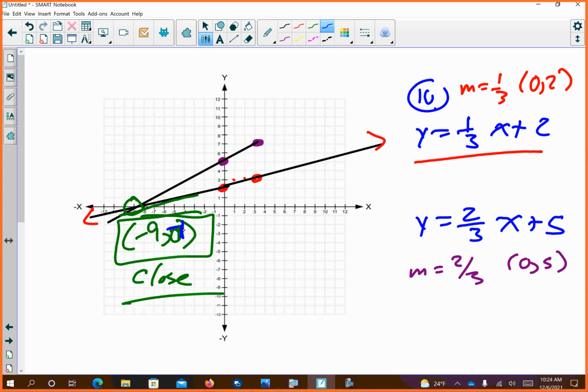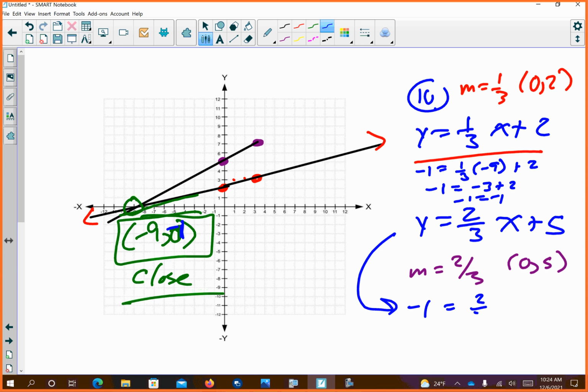The reason I say that is if I take -9 and plug it in, on this one I get -1 equals 1/3 times -9 plus 2. -1 equals -3 plus 2, so -1 equals -1. That works. Now I plug that in here, I get -1 equals 2/3 times -9 plus 5. It becomes -6 plus 5. We're off a little bit. My graphing isn't perfect on a Monday. I apologize. So (-9, 0) or (-9, -1) is probably somewhere in there is the right answer.